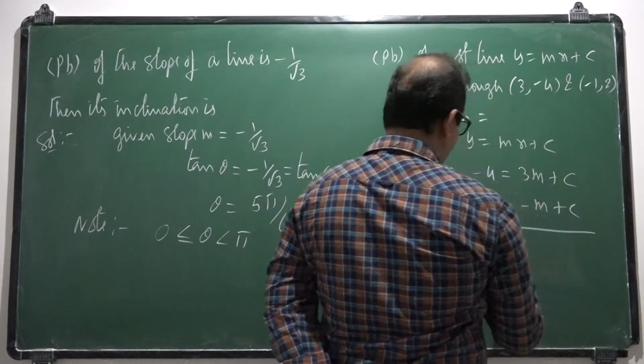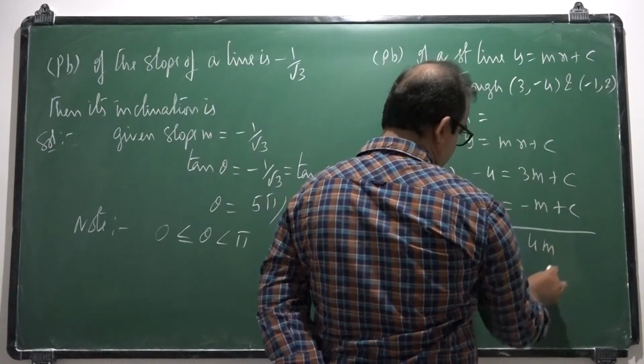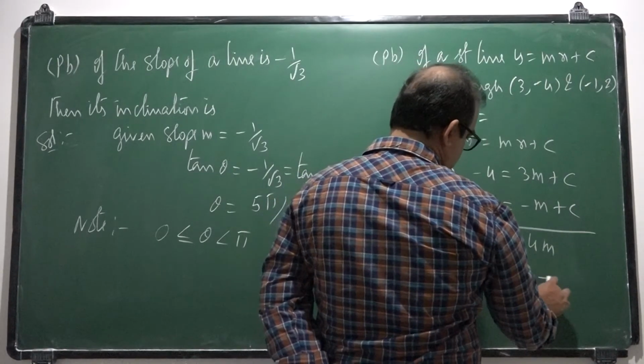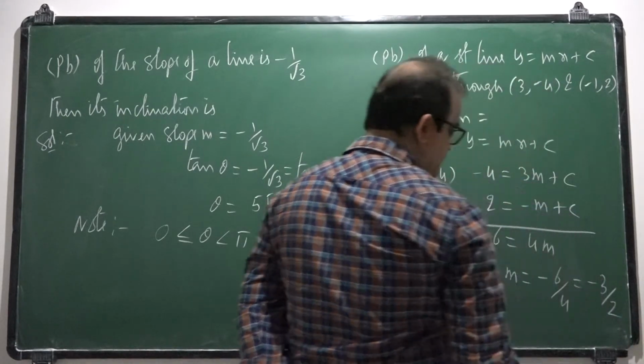On subtracting, minus 6 equals 4m. The c gets cancelled. So m equals minus 6 by 4, or minus 3 by 2.